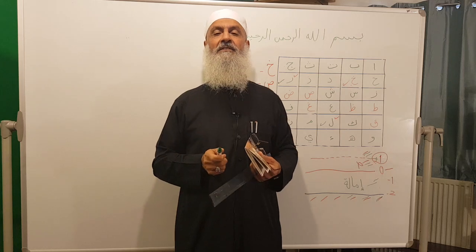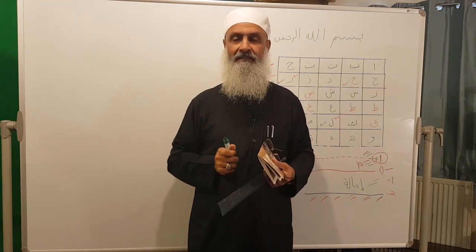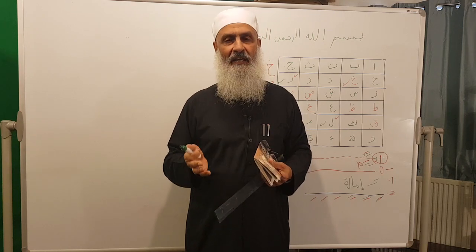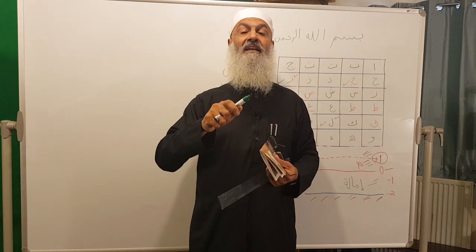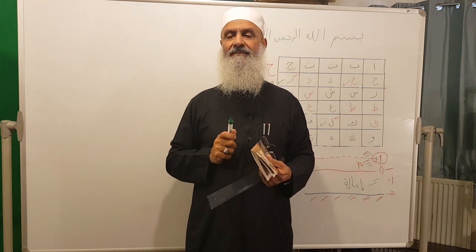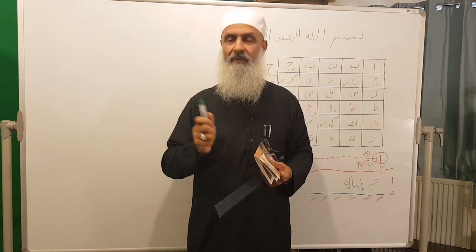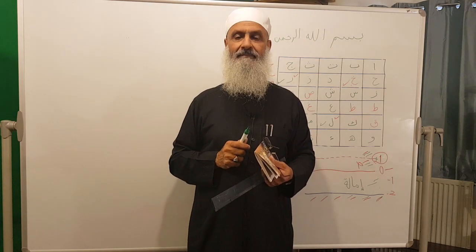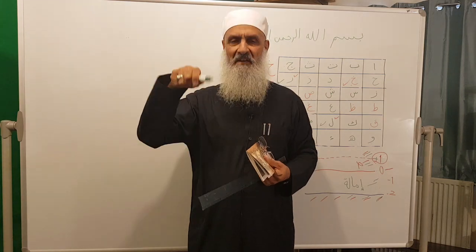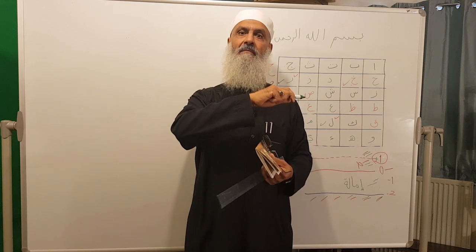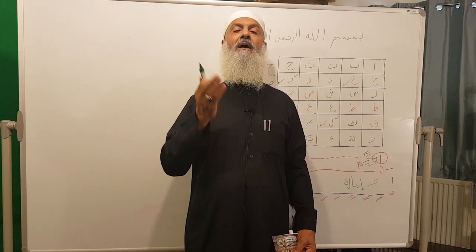So I read again. Ja, ja. Sahih. Correct? Ja. That's different. Waji. And then the kasra is coming. Ji. And then ha. No. Ha. Hi. It's coming. Kha. Sahih. That's the one. Kha.